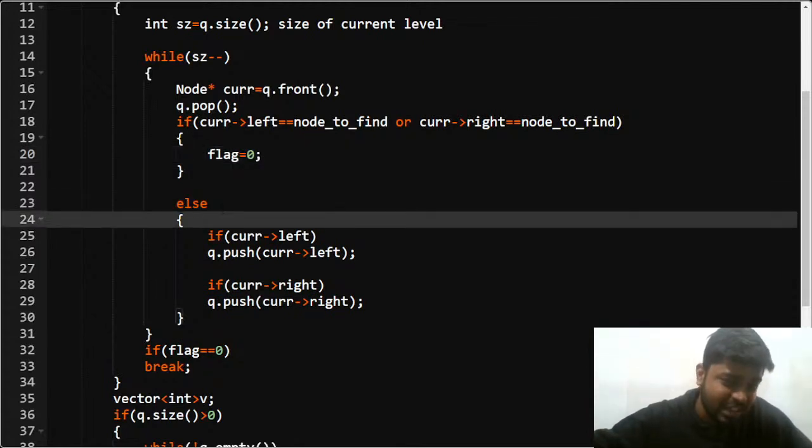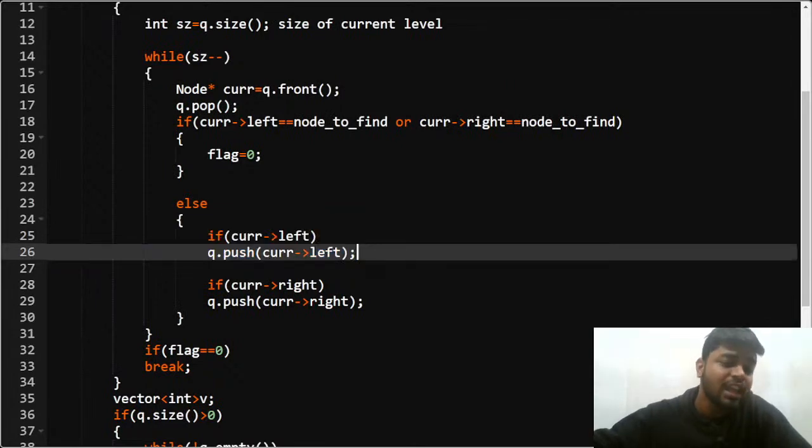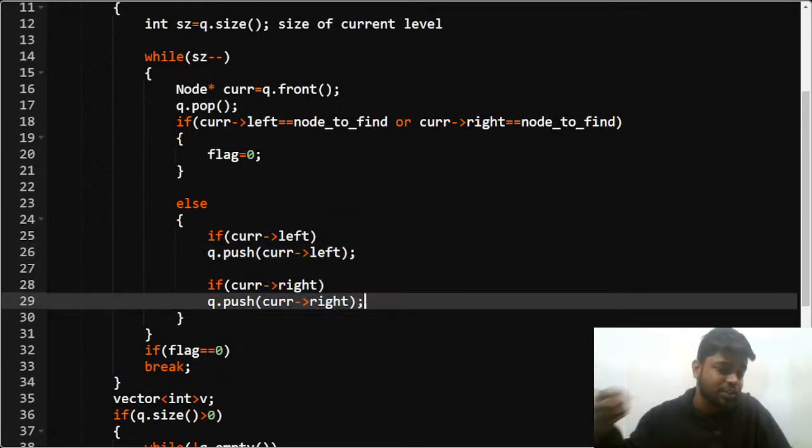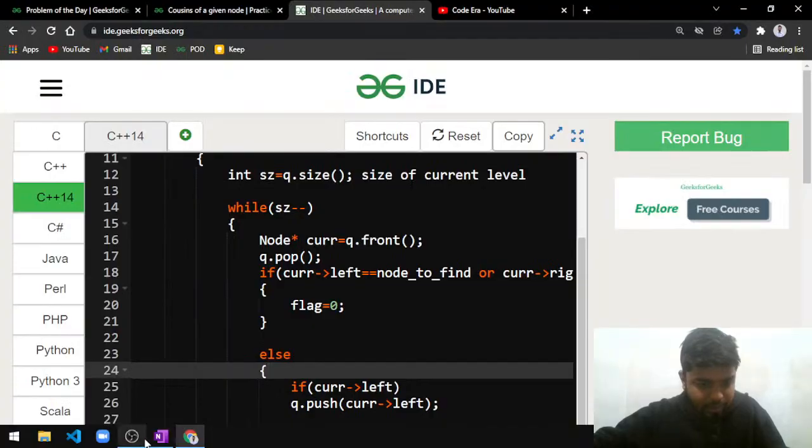Otherwise, if the current node's left exists, I'll push it into the queue. If the current node's right exists, I'll push it into my queue. Like if my current was 3, then for it I would push, let me show you here, right?